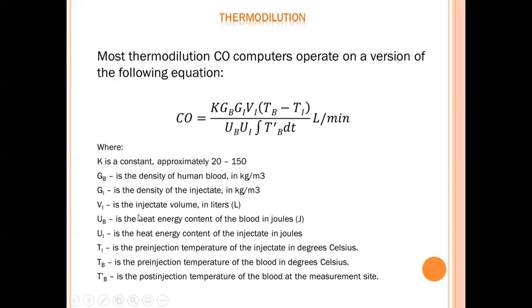So UB will be the heat energy content in the blood in joules. UI is the heat energy content of the injectate in joules. TI is the pre-injection temperature of the injectate in degrees Celsius. And TB is the pre-injection temperature of the blood in degrees Celsius. And T stroke B is the post-injection temperature of the blood at the measurement site.